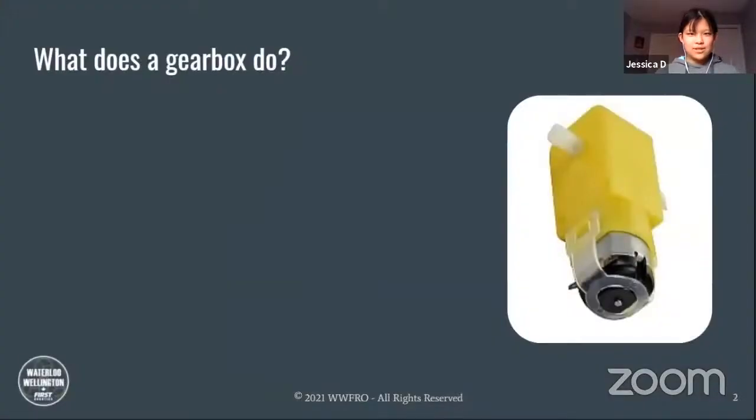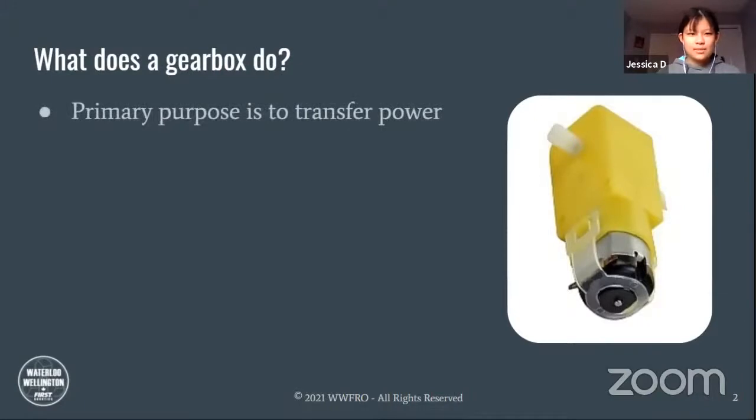Let's answer that question first off. What does a gearbox do? Well, the primary purpose of a gearbox is to transfer power. In that image on the right, we have our input of power, which is provided by our motor, that little black component there. Then the power is transferred through a gear mechanism that you can't see, but it's within that yellow container. And then the power gets transferred to an output shaft, which likely will be used to turn a wheel, for example.